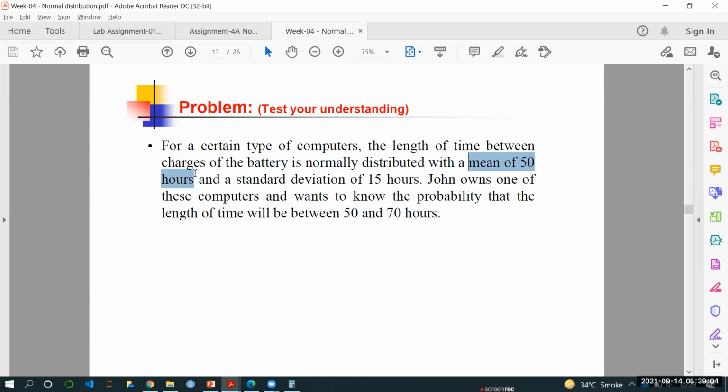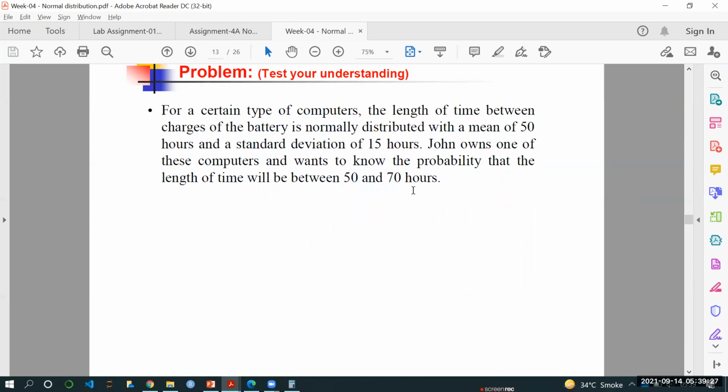Mean is 50 hours. Standard deviation is also 15 hours. So we need mean and standard deviation having the same unit. Suppose mean is in hours and standard deviation is in minutes. So first you have to convert minutes into hours, or the hours into minutes. So both mean and standard deviation must have the same unit of measurement.